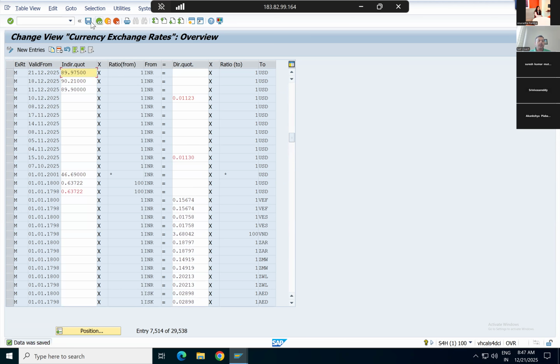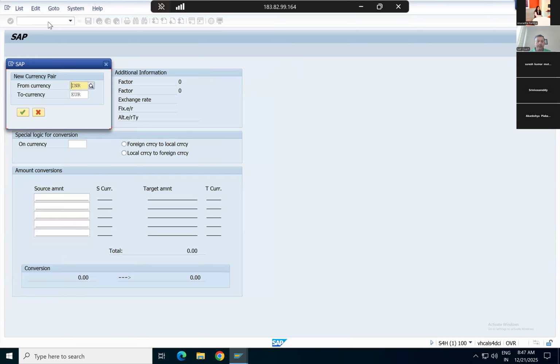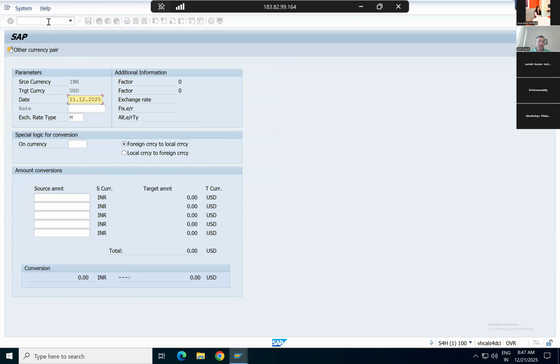Okay, so if I go to this T code EWCT, I'll do /n EWCT. EWCT is where I can see the exchange rate between any pair of currency. So from INR to USD, 21.1. So this is what I have recently maintained, 89.9750. So it is coming here.